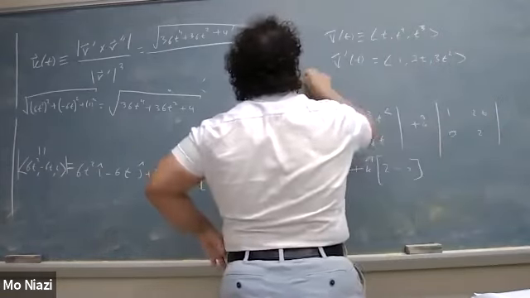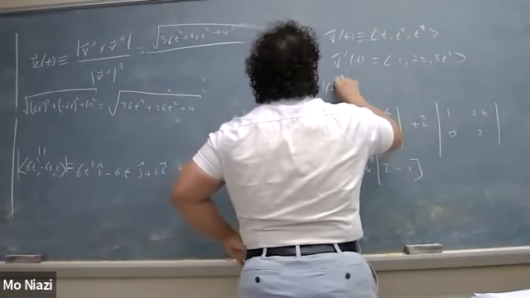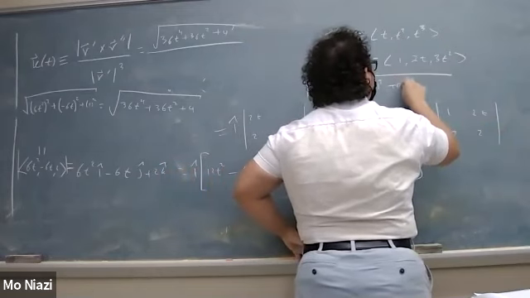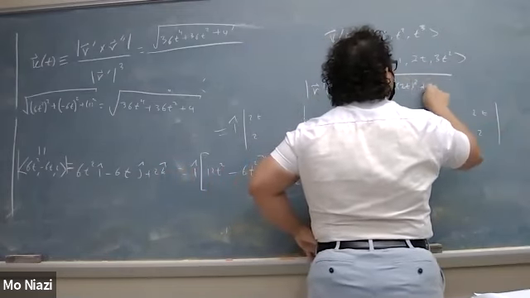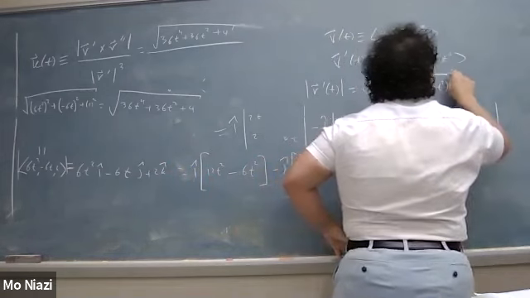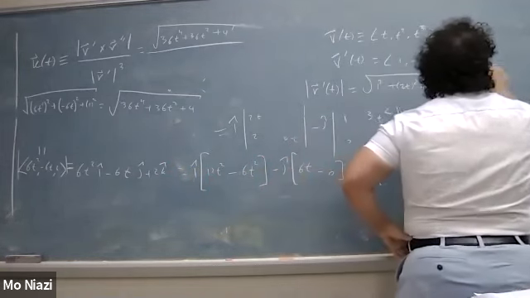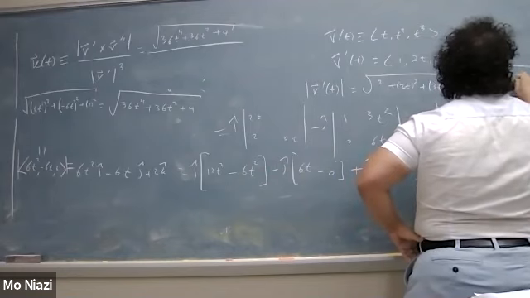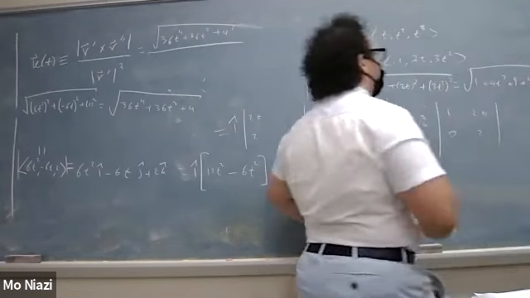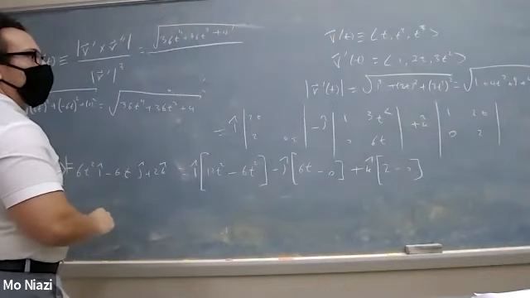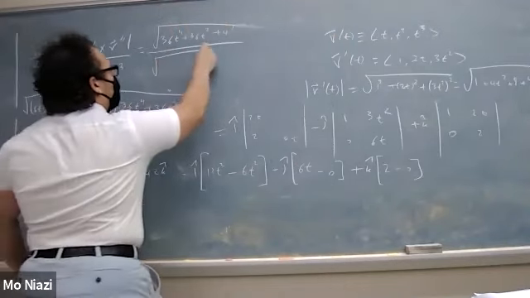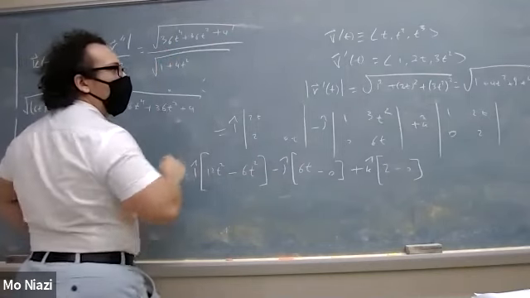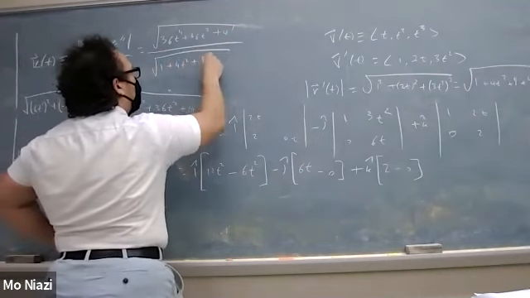The norm, or magnitude, of this is equal to the square root of 1 squared plus (2t) squared plus (3t squared) squared, which is equal to the square root of 1 plus 4t squared plus 9t to the fourth.